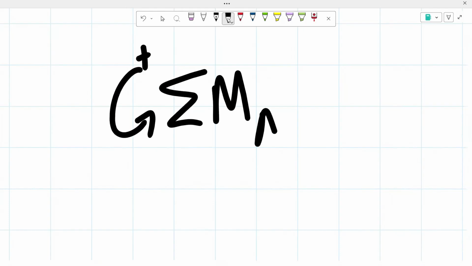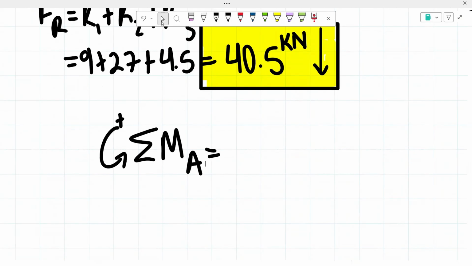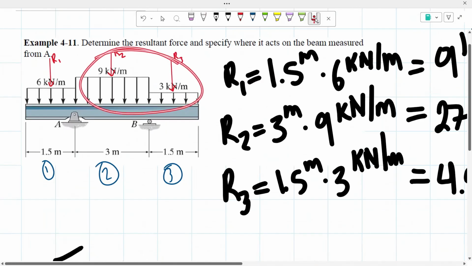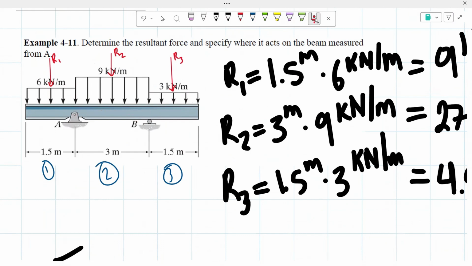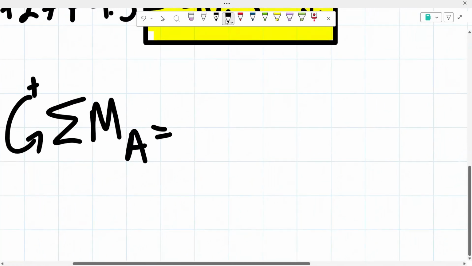The sum of the moments about point A is equal to, we know that the moments are equal to the force times the distance, correct? So we know that since there's more loading on this side, that resultant force is going to be on the right side of point A rather than on the left side. Since it's on the right side, it's going to create a clockwise moment, meaning a negative moment. So we could write that down. It's going to be a negative moment.